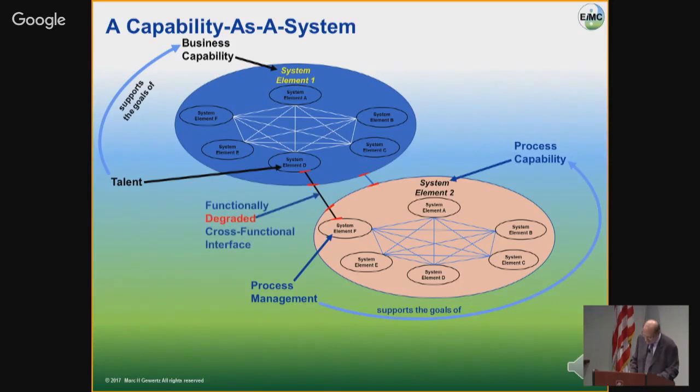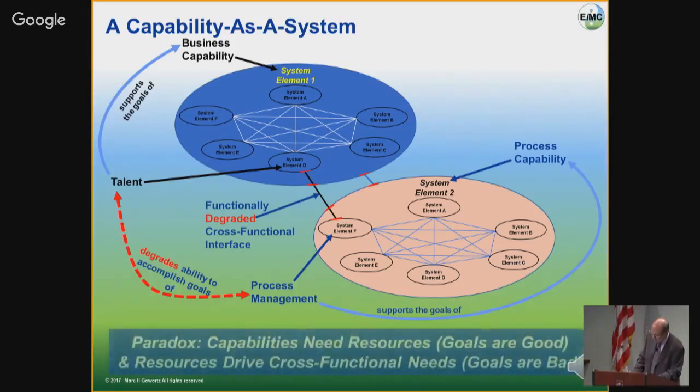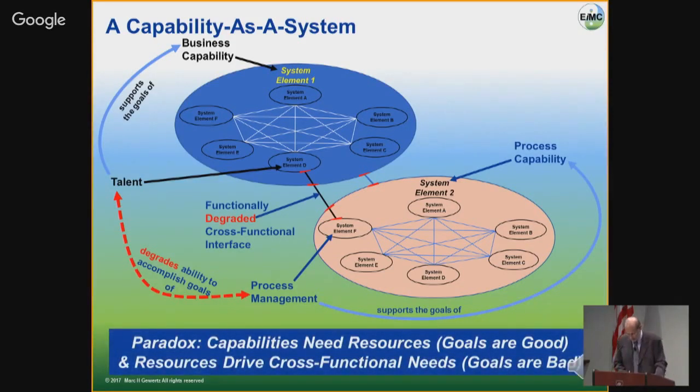This dependently independent working interface between talent and process management degrades the functionality of the lines of communication, which in turn mutually degrades the ability of both to accomplish their goal. The same paradoxical situation. Without goals, capabilities do not have purpose and will lose motivation. With goals, capabilities are motivated to lose integration, which degrades functionality.